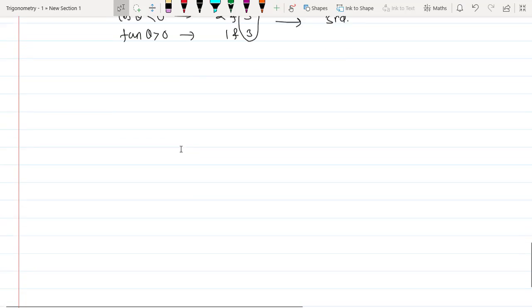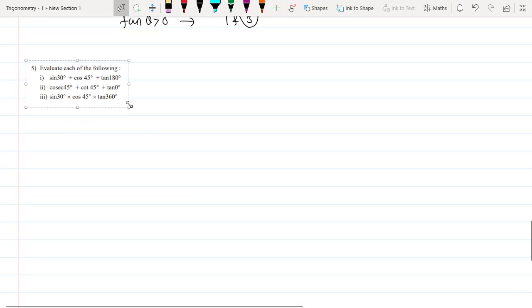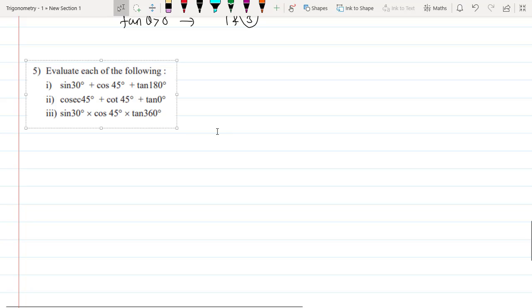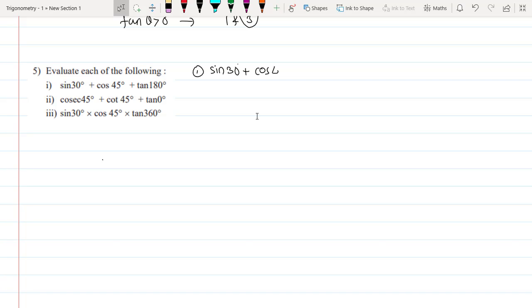Okay, you can solve this question. Evaluate each of the following: sin 30 degree plus cos 45 degree plus tan 180 degree. Okay, let's solve these questions. Give me the values. Sin 30 is what? It's 1 by 2, plus cos 45 is how much? 1 by root 2. What about tan 180? 0.